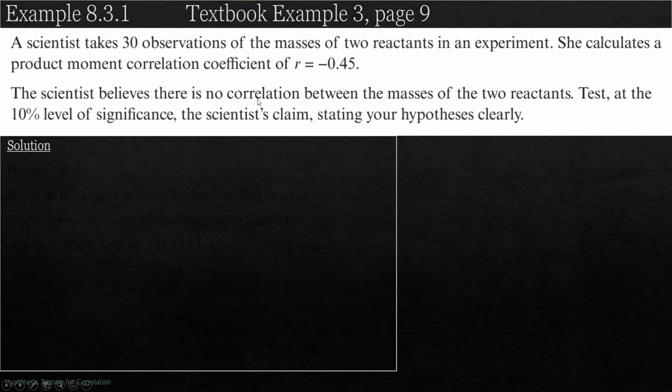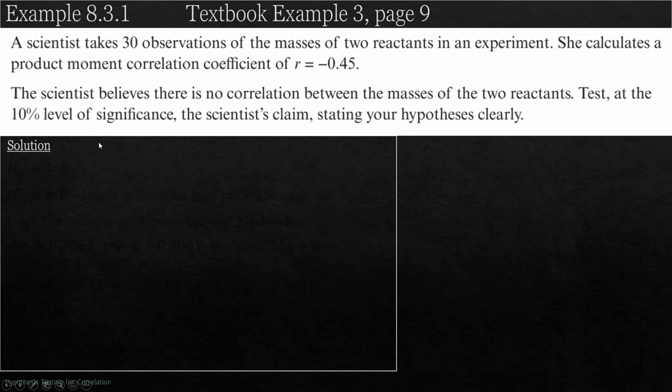The scientist believes there is no correlation between the masses of the two reactants. Test at the 10% level of significance the scientist's claim, stating your hypotheses clearly. So this question really says, is a correlation coefficient of minus 0.45 strong enough for a sample size of 30 observations to come to the conclusion that these two reactants have a negative correlation, or in this case, any correlation at all. Of course, this is just a sample of 30 observations, a sample from a population.